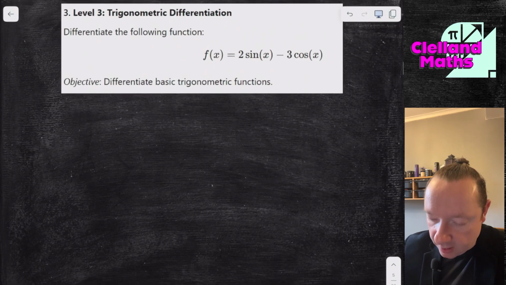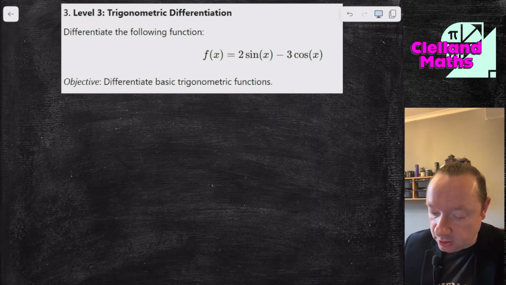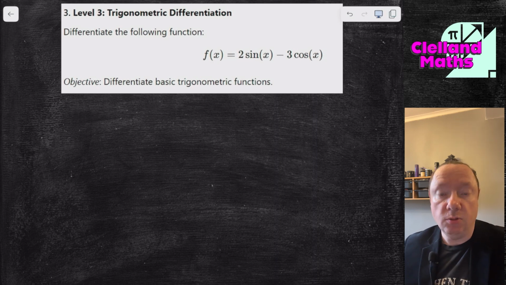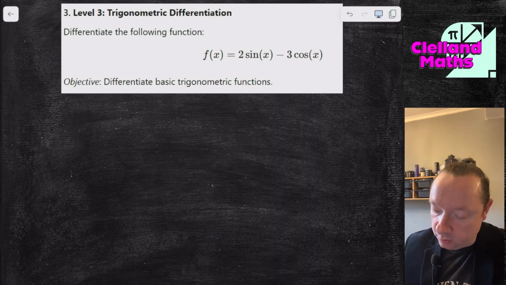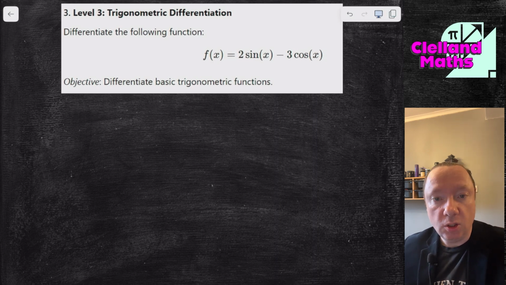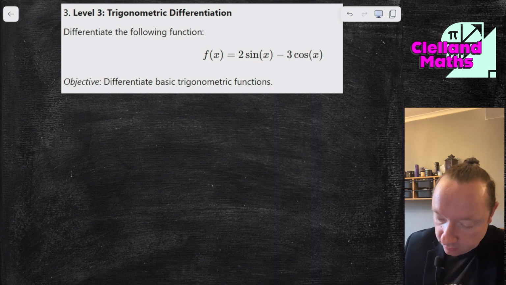What it came up with for level 3, trigonometric differentiation, it says, differentiate the following function. f of x is 2 sine x minus 3 cos x. Now, to differentiate using basic trigonometric functions, well, hopefully the start of the exam paper helps you with this. Sine goes to cos, and cos goes to minus sine when you differentiate.